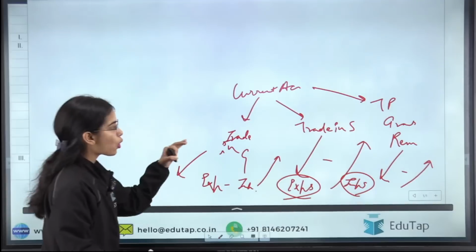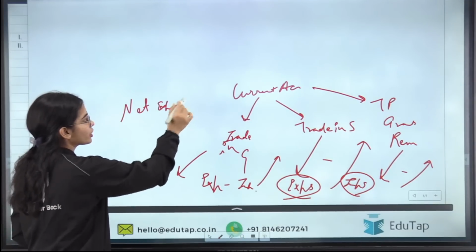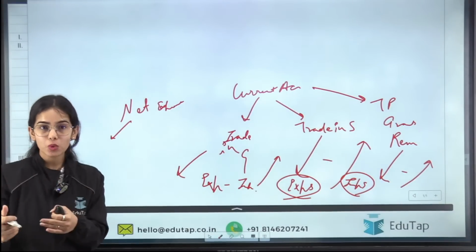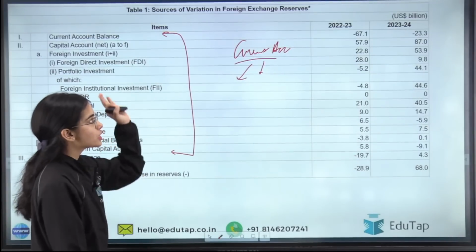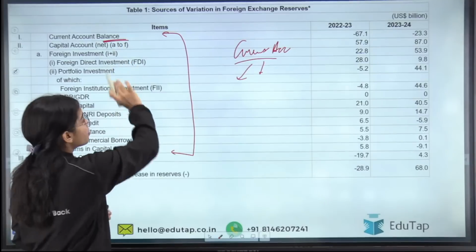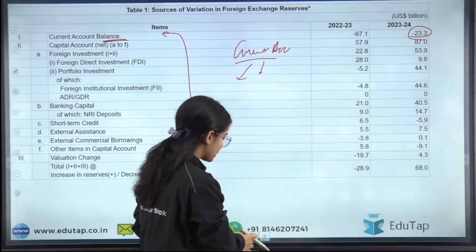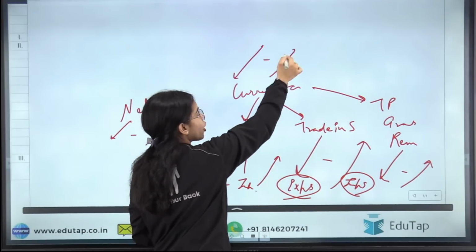Okay, so always when we talk about net exports, or when we talk about net trade in services, we always want to see how much has come into our country minus how much we have paid to the other countries. Okay, so in the current account, the balance is minus 23.3. That means how much we have received is less than how much we have paid.